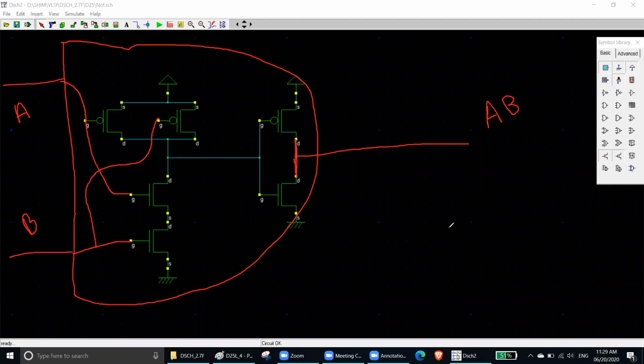Now, if I ask you to draw a 3 input AND gate, what will it be? You will have one more NAND input, one more NMOS, one more PMOS. That's it. And that will be connected. That will be called C, ABC. And your NOT gate will remain like this. In the NOT gate we will not have one more NMOS, one more PMOS. NOT gate is NOT gate. NOT gate is always like this.